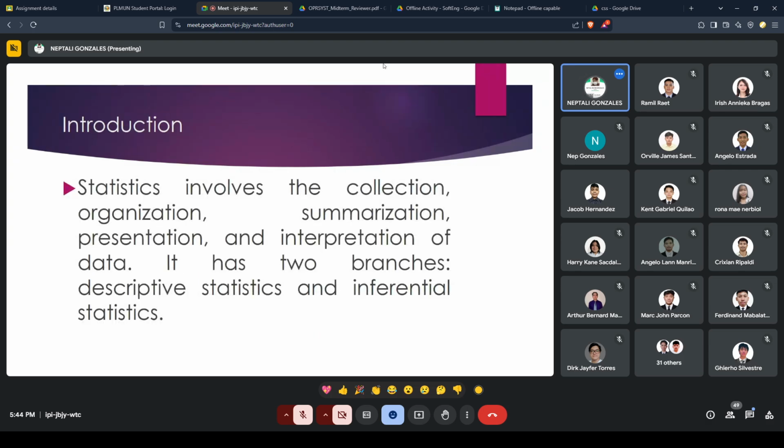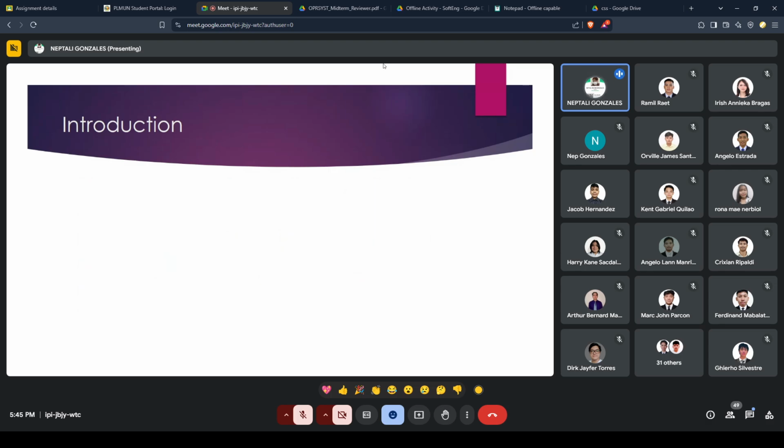So in review, statistics involves the collection, organization, summarization, presentation, and interpretation of data. It has 2 branches, the descriptive statistics and inferential statistics. So I will give the comparison later of what those 2 are. But in general, there are only 2 types or 2 branches of statistics, the descriptive statistics and inferential statistics.